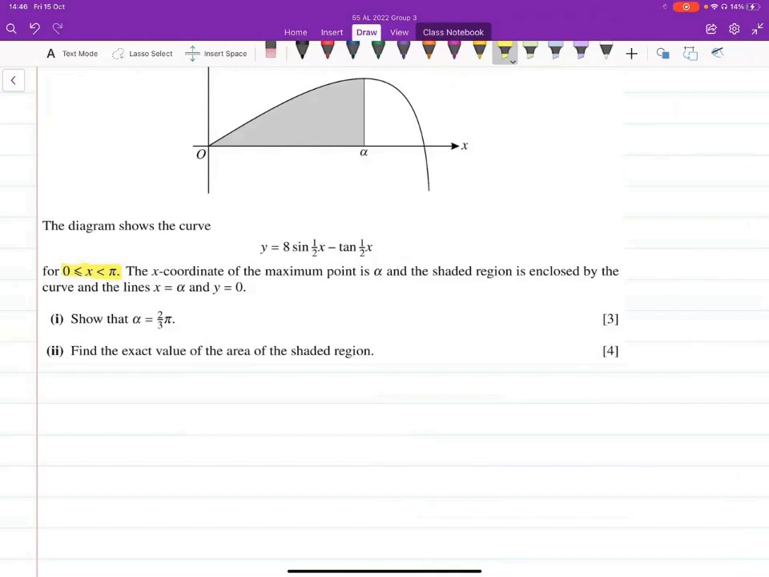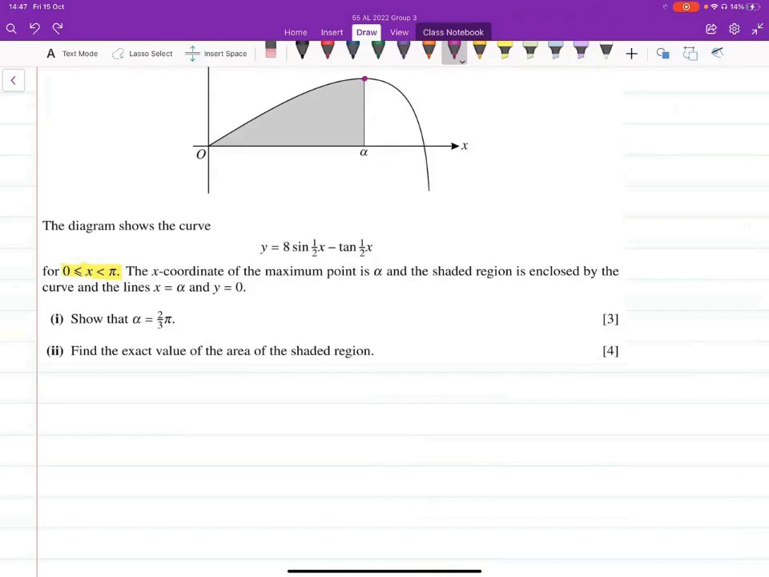The x coordinate of the maximum point is alpha. So you've got this maximum point here of this curve. इसका जो x coordinate है, that is represented by alpha. And the shaded region is enclosed by the curve and the lines x equals alpha, so the vertical line, and the x-axis y equals 0. Curve or x-axis दरमियान में area. First of all, it says, show that alpha equals 2 pi over 3.